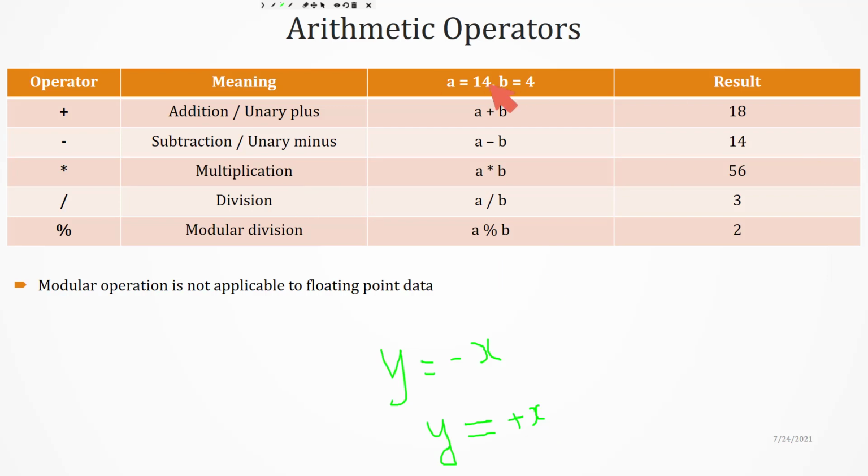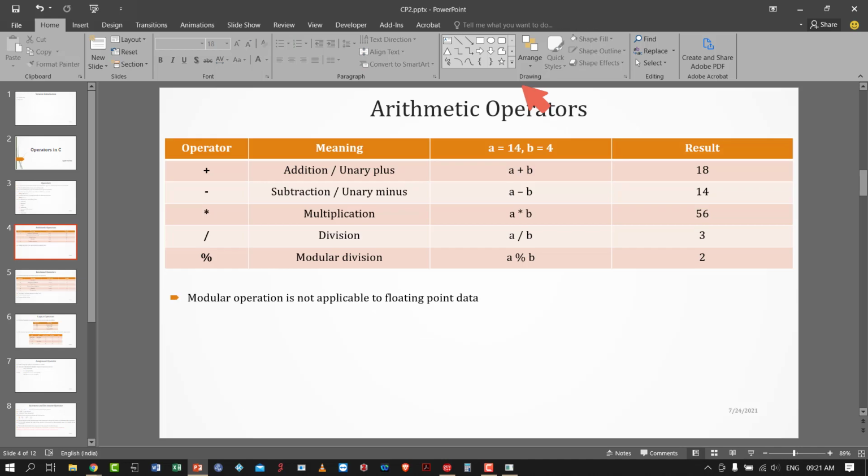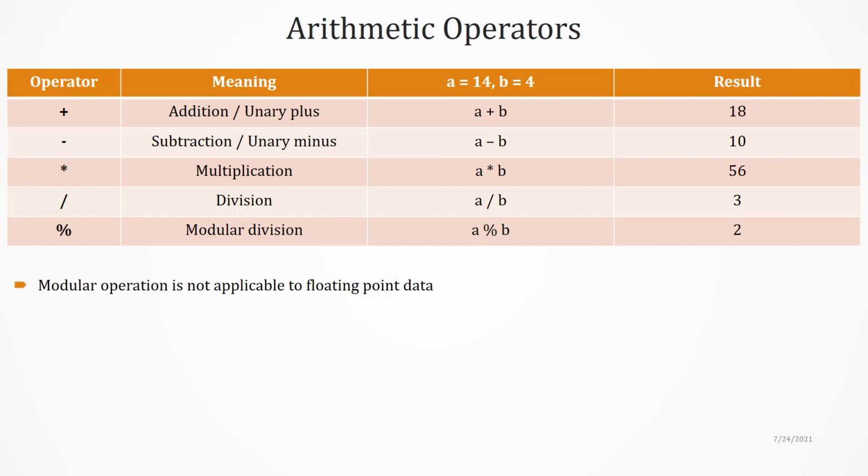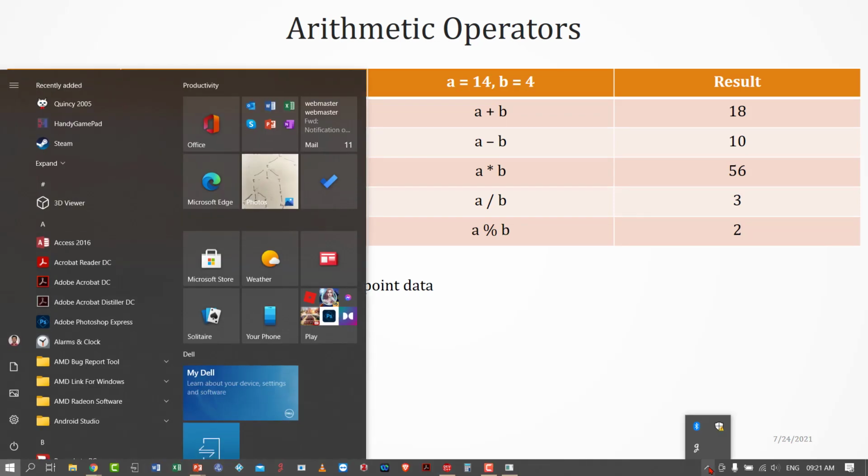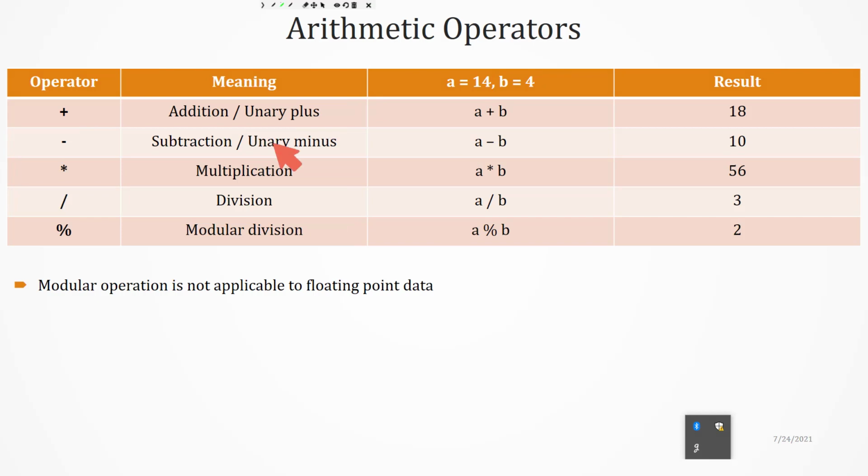So here I will try to explain with the help of an example. Here I have the value of a as 14 and b as 4. So we all know what a plus b is. a plus b is 18. a minus b, sorry, a minus b is 10 because 14 minus 4 is 10. a star b is 56. a by b is 3.